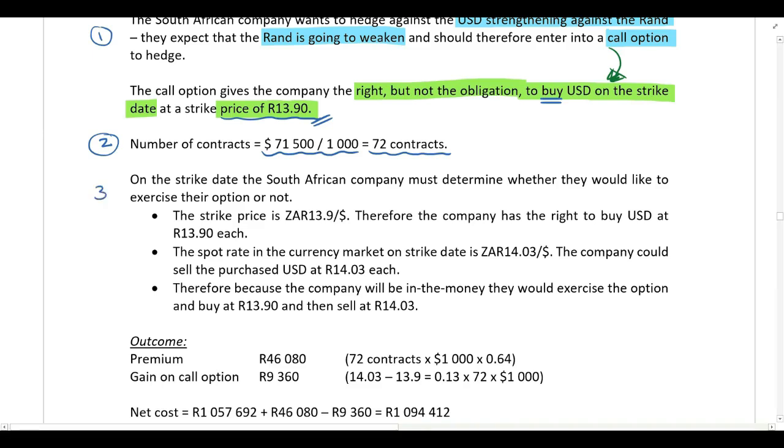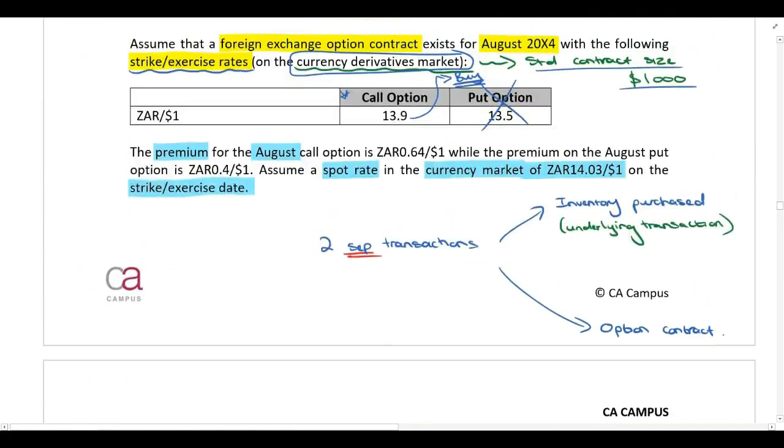Then, the whole point of an option is the holder is given the right but not the obligation. So we said there's greater flexibility. The holder does not have to exercise the option. They are only going to exercise the option if it's in their favor. If it's not in their favor, they are not going to exercise the option. So what we need to do in step 3 of our calculation is determine whether they are going to exercise this option or not.